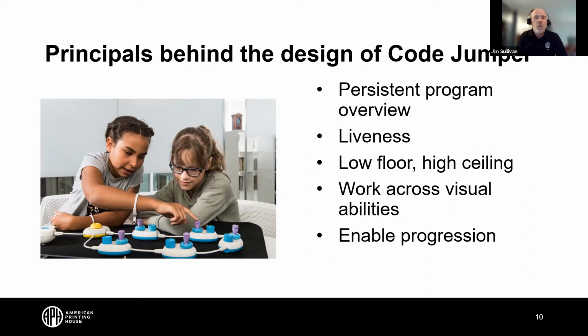The tool needed to work across all visual abilities. So they wanted to make sure that it was inclusive, regardless of whether the individual was fully sighted, had low vision, or was blind. And the last element of this was enabling progression. That is, what they were learning in CodeJumper, they would be able to take with them in the future.